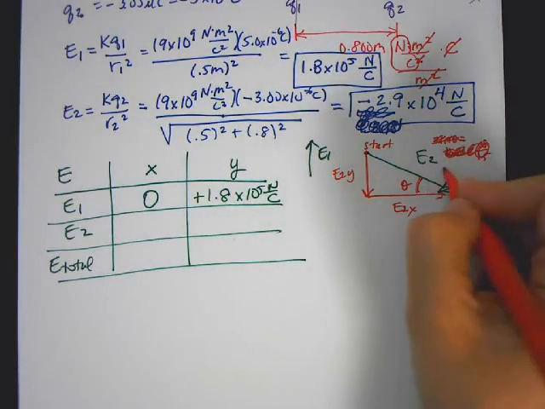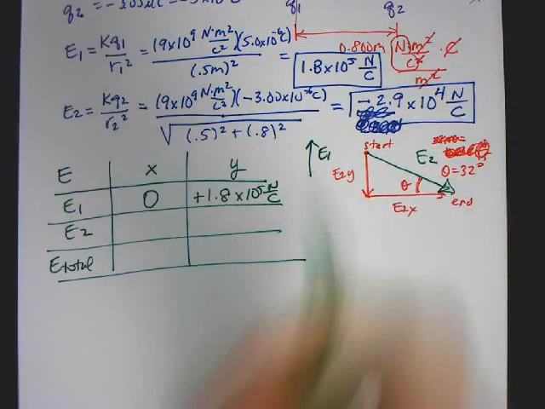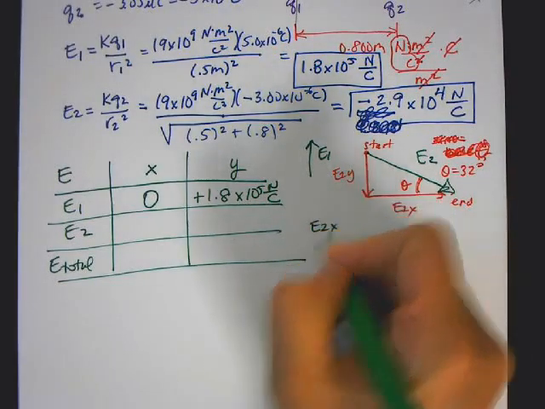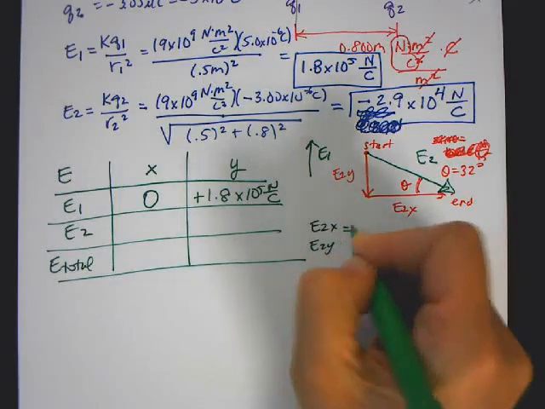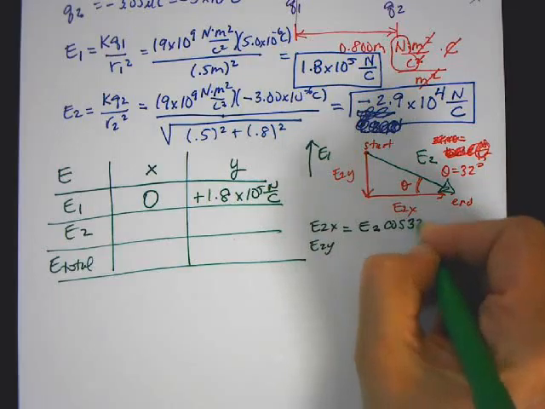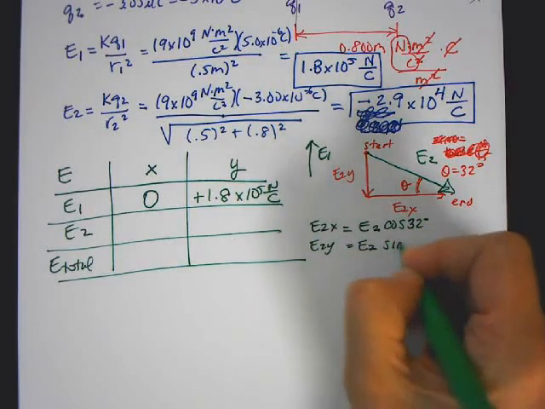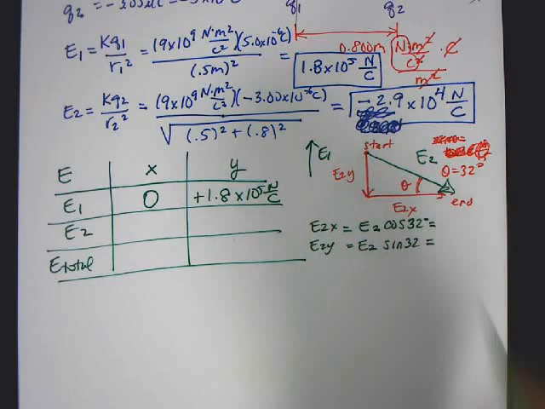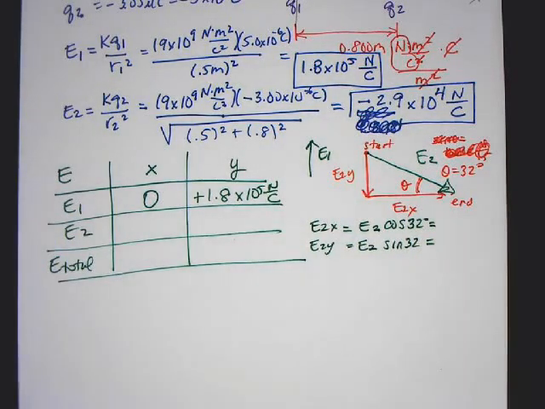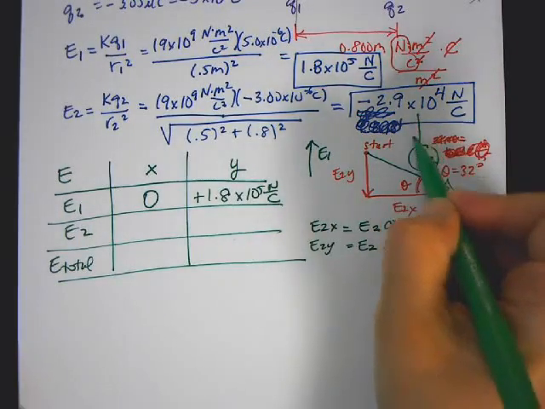All right. So now I want to find E2x and E2y. So E2x is equal to E2 cosine of 32, and E2y is equal to E2 sine of 32. So now when I put this in my calculator, remember E2 I already know, this is E2. So I put that in my calculator.